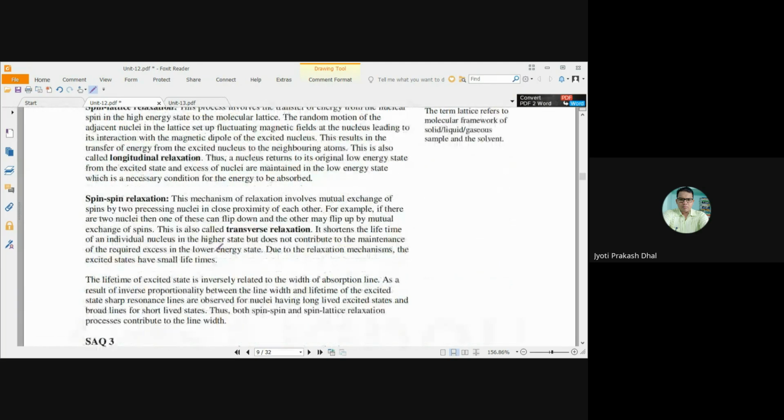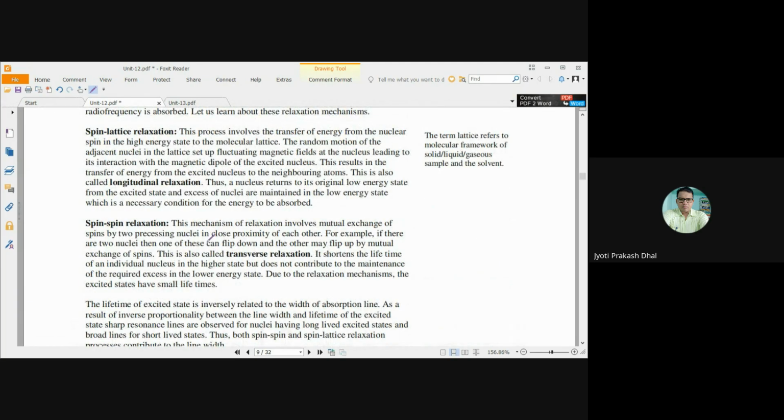First, we'll discuss spin lattice relaxation. This process involves transfer of energy from the nucleus spin in the higher energy state to the molecular lattice, through the random motion of the adjacent nuclei. So the nucleus at the high energy state will come back to the lower energy state by transferring energy to the molecular lattice. That is called spin lattice relaxation.